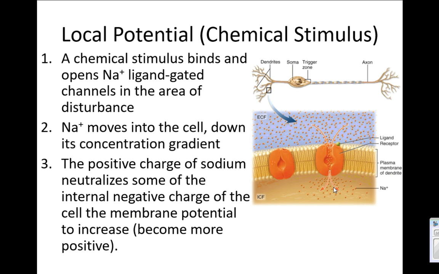Sodium has positive charge, it's coming in, so we're going to become less negative. So that's why we would call it a depolarizing graded potential. Sodium moves down its concentration gradient, neutralizes some of that internal negative charge of the cell, and the membrane potential increases. We could say it becomes more positive, or less negative, excuse me. Just kind of how you want to word it. So instead of at negative 70, maybe now we're at negative 60.